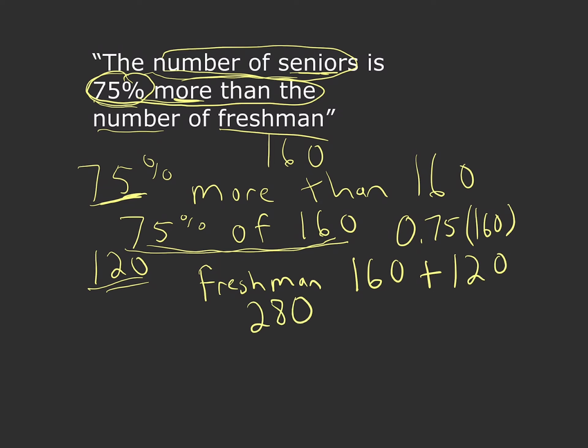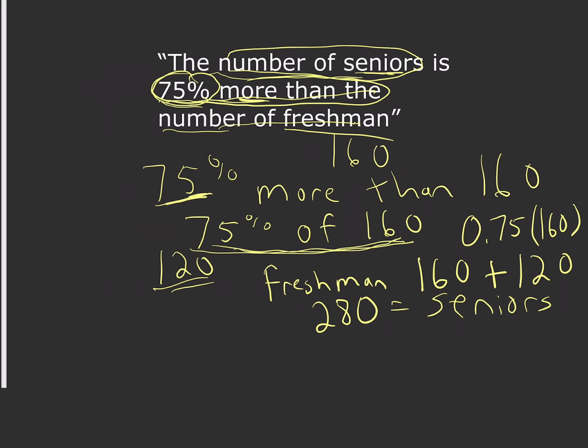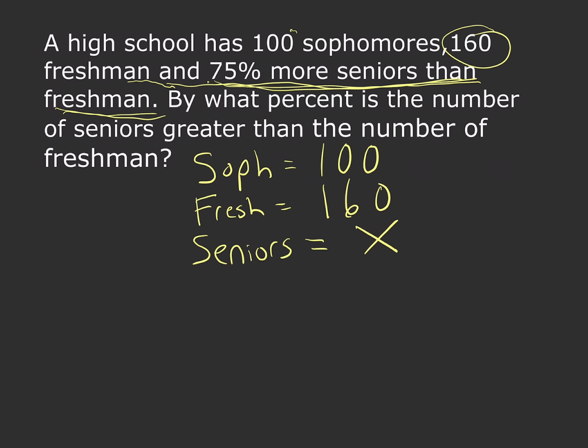So this is very important to figure out. When I say 75% more than the number of freshmen, I figured out 75% of 160, which was the 120. So the number of seniors is the number of freshmen plus that 75%, or the 120. So now I know this is the number of seniors. I have 280. Now I finally get the question.